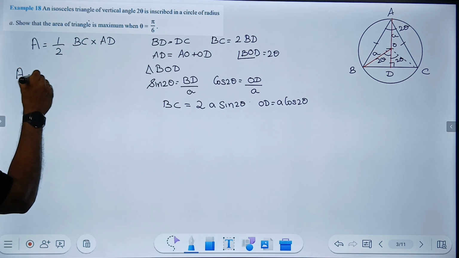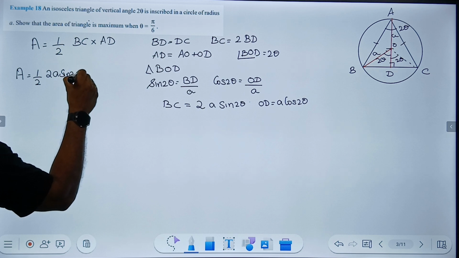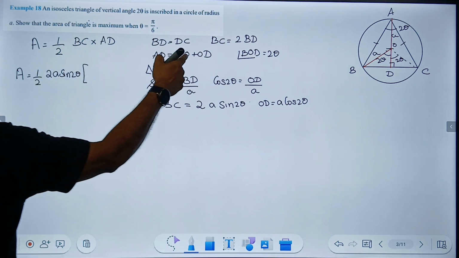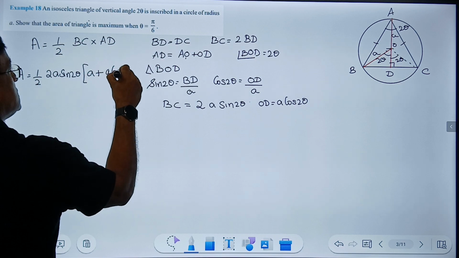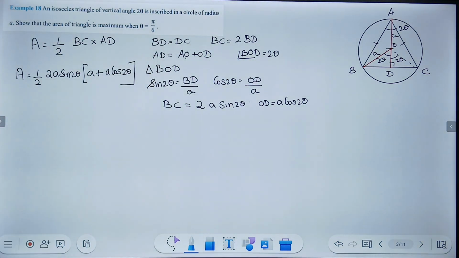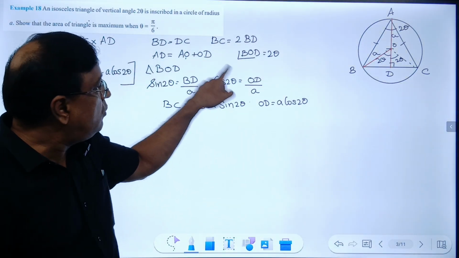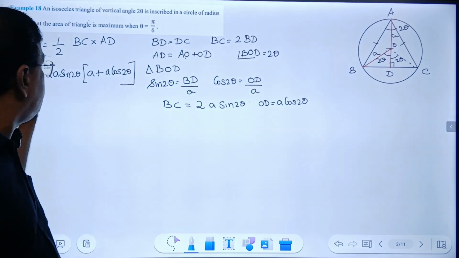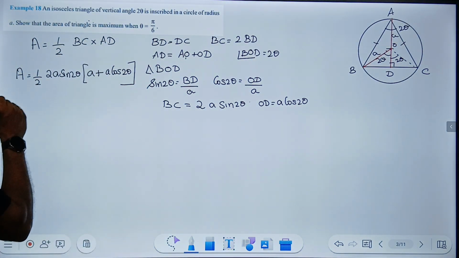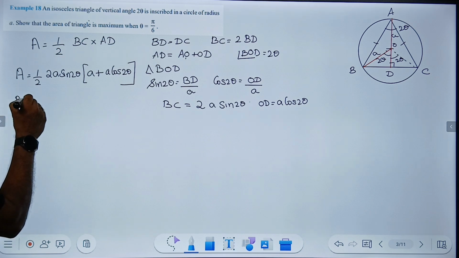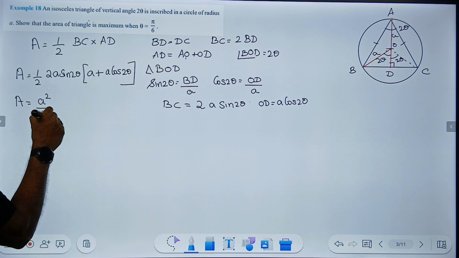Area is half. BC will be 2A sine 2 theta and AD will be A plus A cos 2 theta. Why? AD is AO plus OD. AO is A, the radius, and OD is A cos 2 theta. So I have created all this. Now what do you do? I will take the A outside. So I get A square by 2.